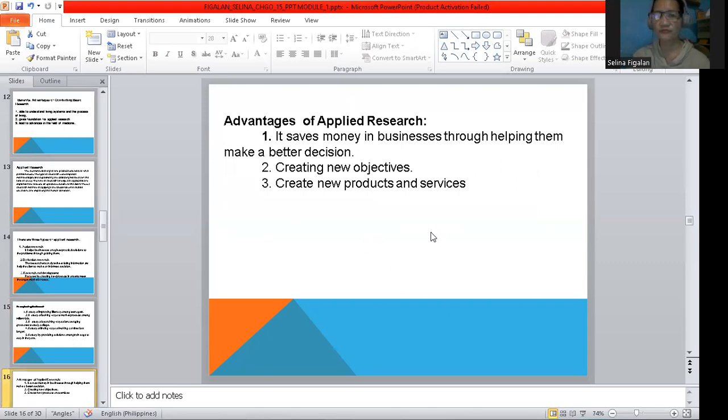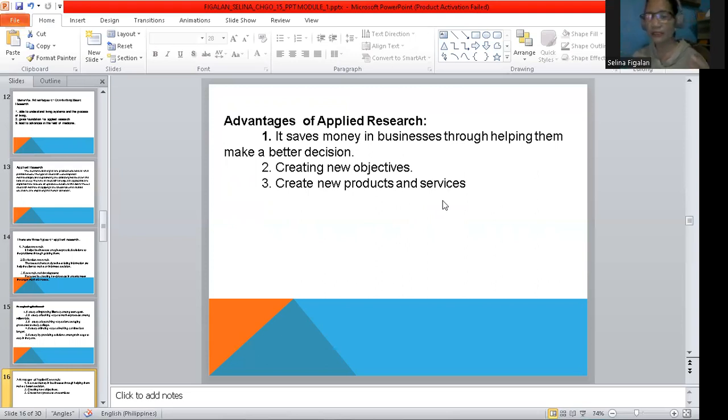Next, advantages of your applied research. It saves money in businesses through helping them make a better decision. So for example, yun pala sa business ay mabenta pala yung kikiam. Ang binibenta mo ay siguro magbebenta ako dito ng, ano tawag nito, ensaymada. Yun pala ay kikiam sa lugar na yun ang mabenta. So para ka nang nag-experiment, paulit-ulit mo siyang ginagawa.